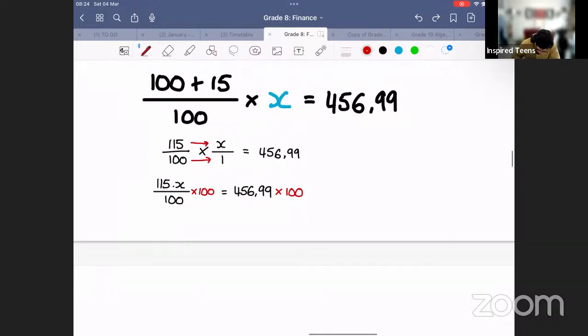Okay, so in this case, division, divide by 100, multiply by 100. Those two basically cancel out. On the left-hand side, I can do this calculation: 45699 times 100, and I'm going to get 45699. On the left-hand side, I'm left with 115x, because I got rid of 100.